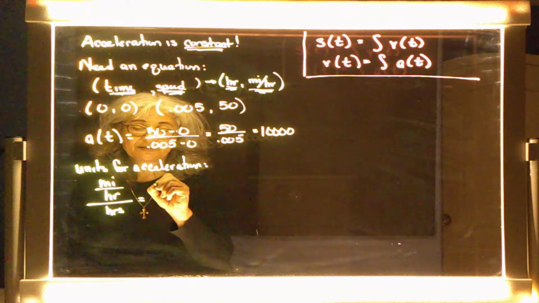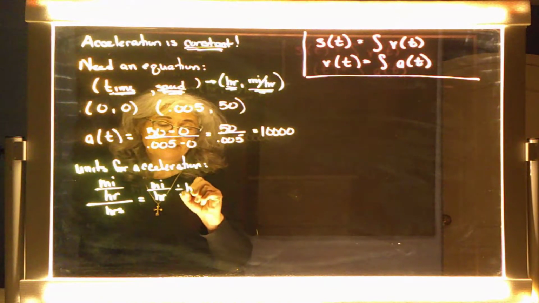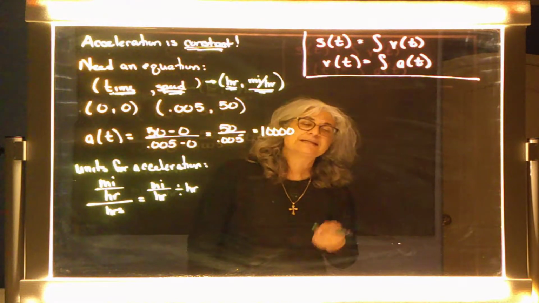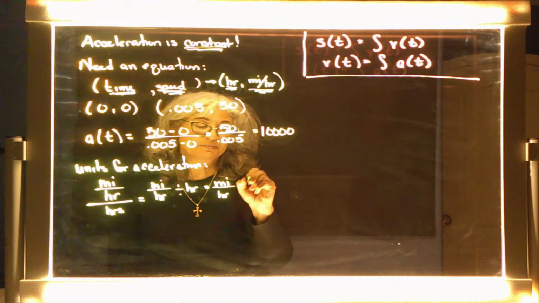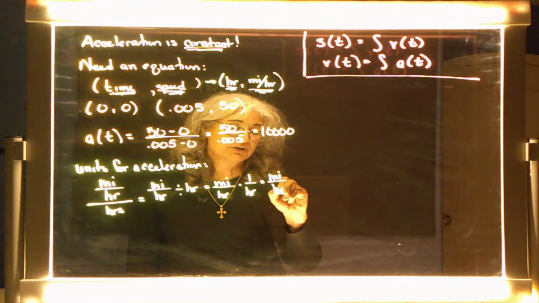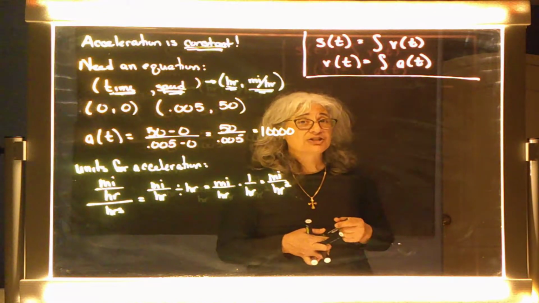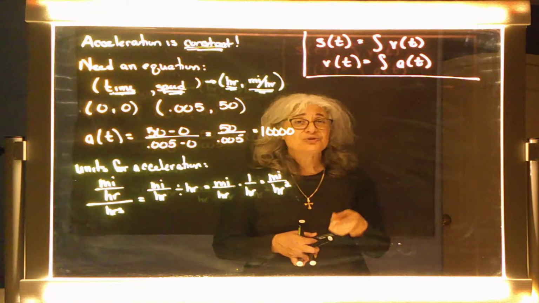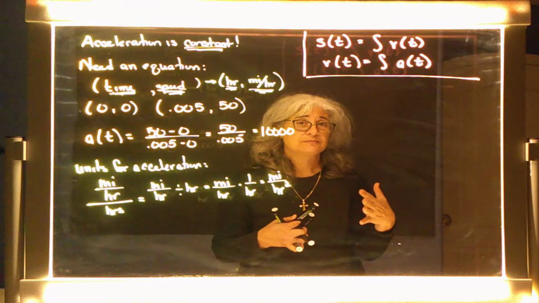Now, I'm going to write this with our old-fashioned division symbol. I have miles per hour divided by hours, right? And when you divide fractions, you multiply by the reciprocal. So miles per hour multiplied by 1 over hour will give me miles per hour squared. That's the unit of acceleration, in this case miles per hour squared. Acceleration is quick. It's time over time, okay?